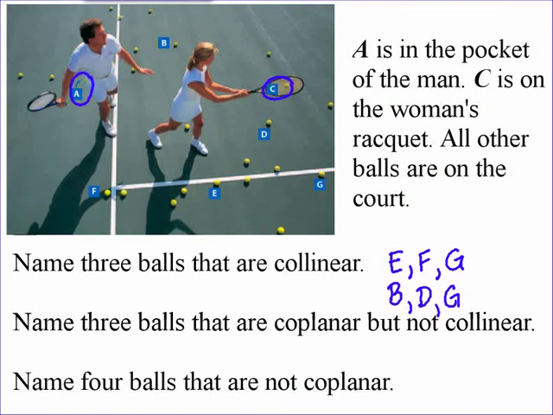Name 3 balls that are coplanar, but not collinear. Coplanar means on the same plane. B, C, and D. B, okay, now where's C? Does that not count? B and D will work. I'll give you B and D. Pick another one then. B, D, and E? B, D, and F will work.